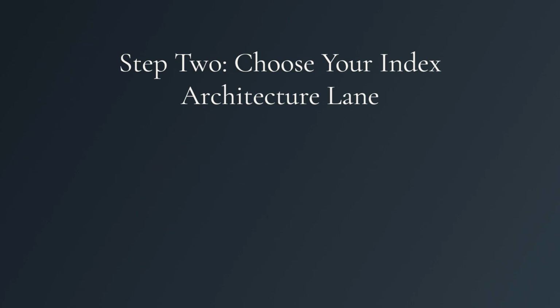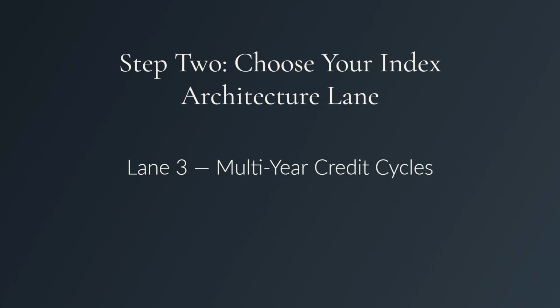Lane 3, multi-year credit cycles. This is not an index, it's a timing structure. A multi-year cycle measures performance over 2, 3, 5, or 7 years instead of annually. Why use it? Longer window means larger option budget. Larger budget means higher participation multipliers. Less noise, more sensitivity to long-term cycles. Multi-year structures pair extremely well with both traditional and engineered indices, and they are especially powerful in max growth allocations.